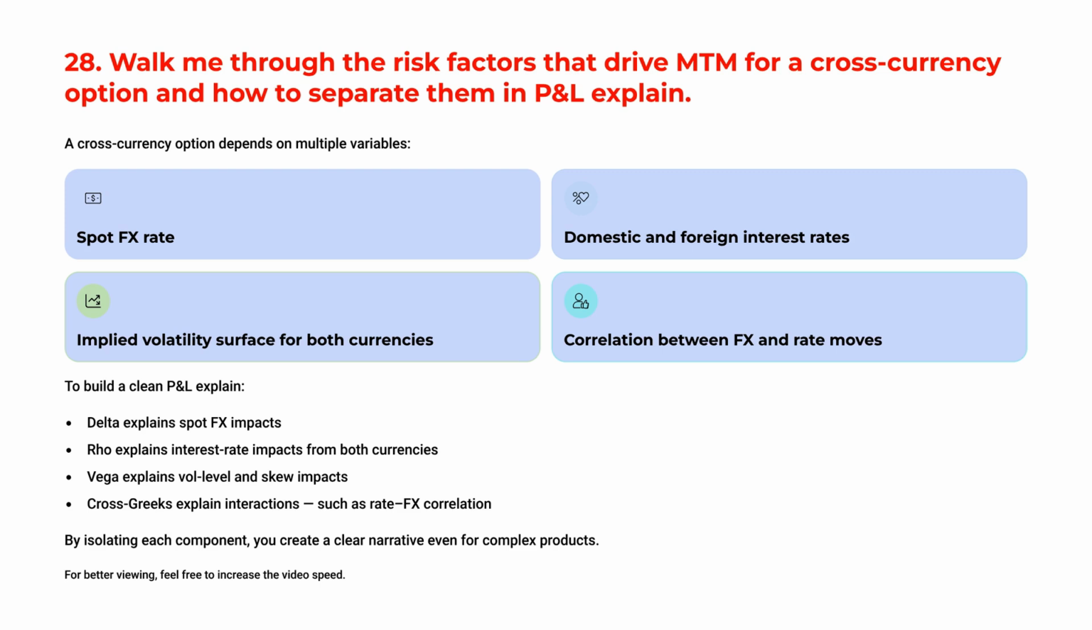To build a clean P&L explain, delta explains spot FX impacts. Rho explains interest rate impacts from both currencies. Vega explains vol level and skew impacts. Cross-Greeks explain interactions, such as rate-FX correlation. By isolating each component, you create a clear narrative even for complex products.